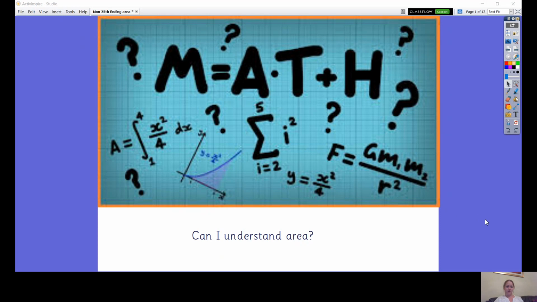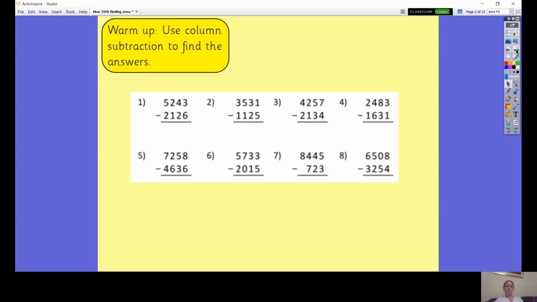So a quick warm-up. I say a quick warm-up, it's quite a long warm-up actually today, but the lesson's quite quick. So swings and roundabouts. So you can pause the video here and have a go at these column subtractions. Don't forget that some of them may need to exchange, but they don't all need to exchange. So just pause here and have a go at those, and we'll come back together in a minute and go through them.